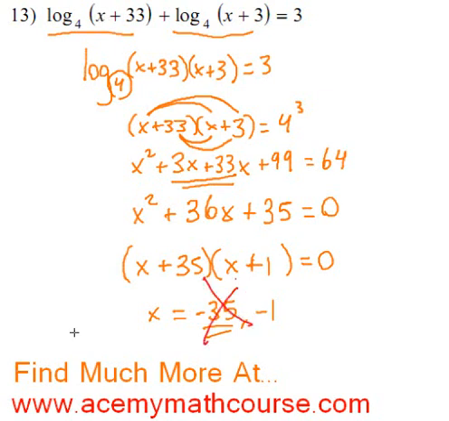What about the negative 1 though? The negative 1 will work. Because negative 1 plus 33 is just 32. Negative 1 plus 3 is positive 2. So since these are both positive, it's no problem to have the negative 1 here. So that is a perfectly valid solution. So x is equal to negative 1.